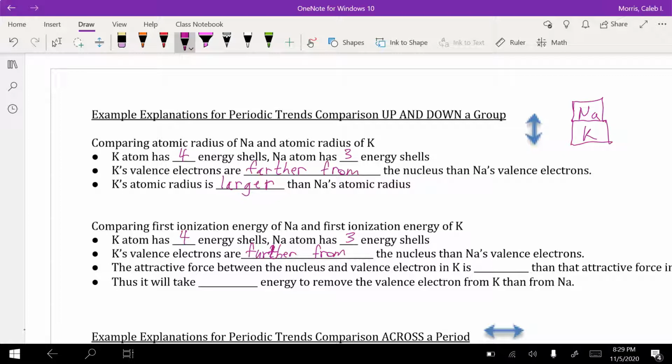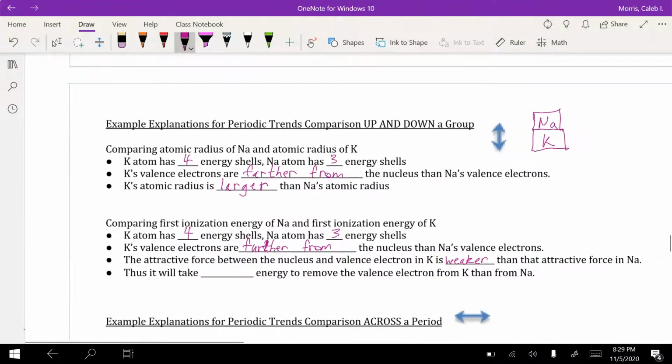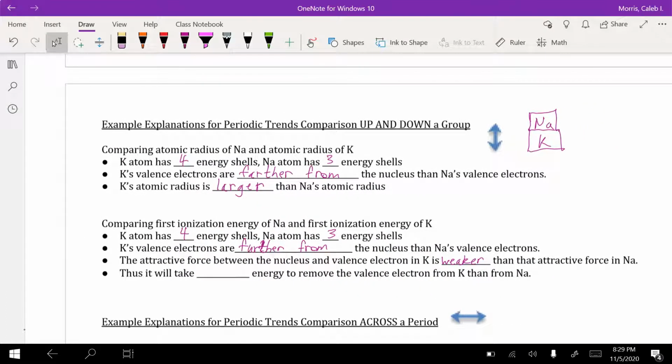The attractive force between the nucleus and the valence electron in potassium is weaker than the attractive force in sodium. That's because they're farther apart. Remember, if your magnets are farther apart, you're not going to feel the attraction or repulsion between the magnets as strongly as if they're close together. That's still the same with atoms. Thus, it will take less energy. So we have weaker attraction, so it'll take less energy to remove the valence electron from potassium than from sodium.